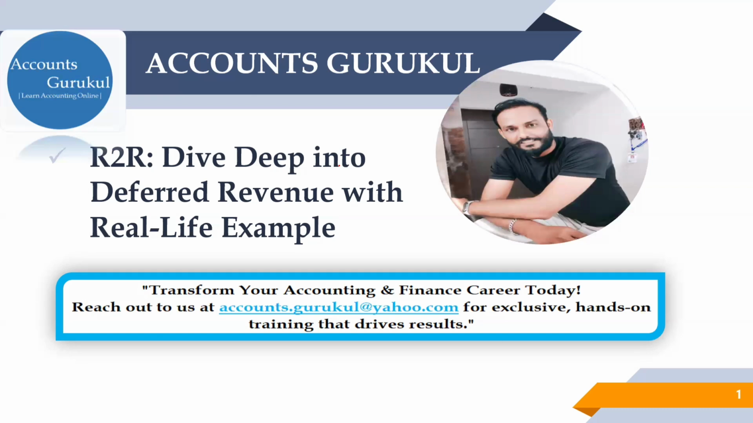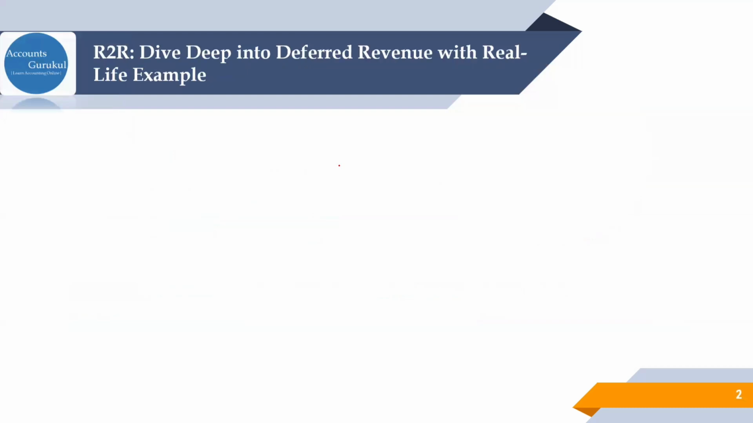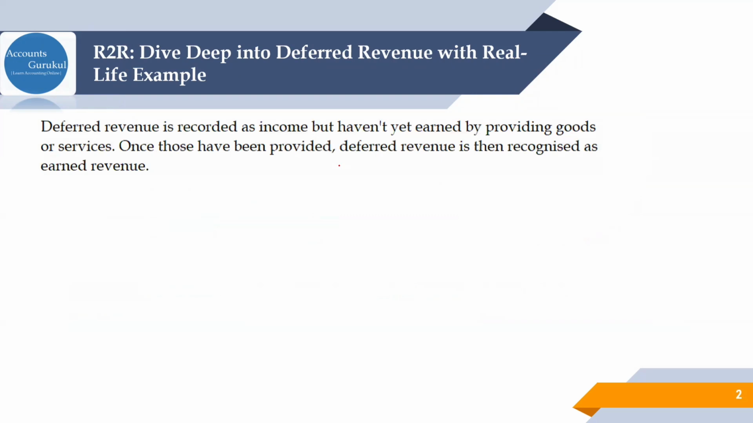So we'll jump in to know more about what is meant by deferred revenue and how it works with a real life example. The first thing is that we need to know what is meant by deferred revenue. Deferred revenue is recorded as income, but hasn't yet been earned by providing goods or services. Once those have been provided, deferred revenue is then recognized as earned revenue.